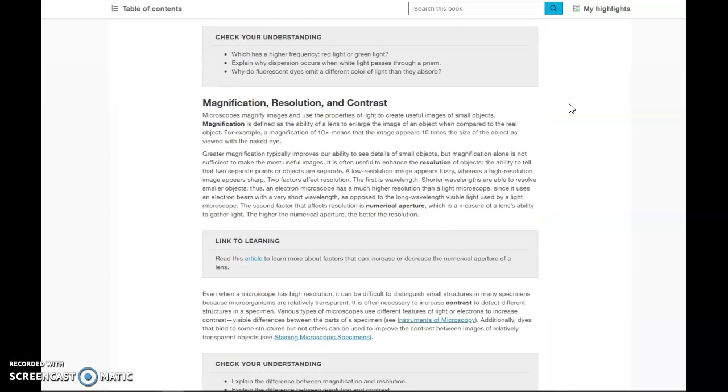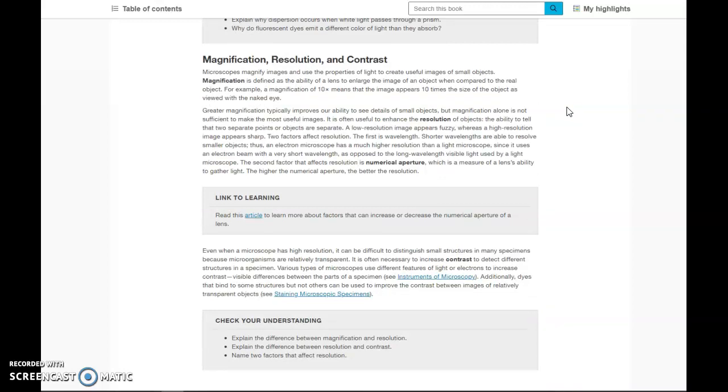Okay. Now, something else that we consider when we're using microscopes is the magnification, which is the ability of the lens to enlarge an object. So that's the whole goal, right? That we can't see these things with the naked eye. So magnification is the ability of that lens to enlarge an object.